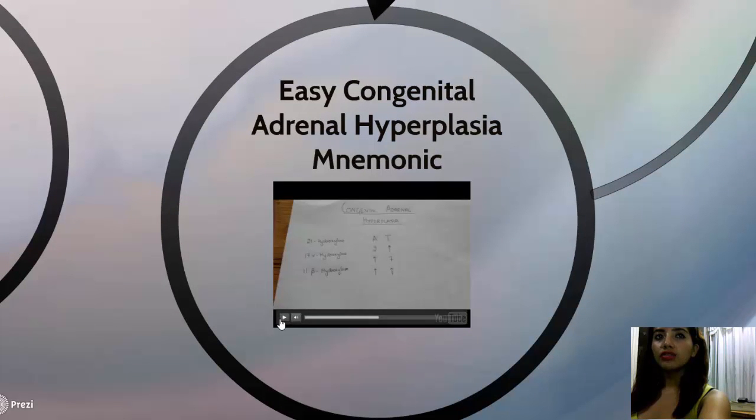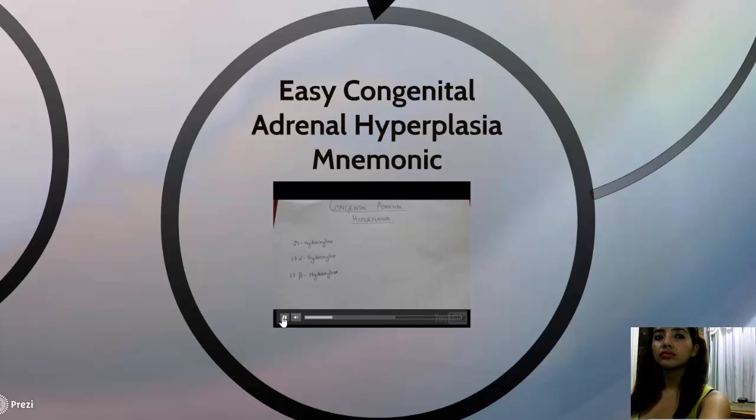Another video about an easy congenital adrenal hyperplasia mnemonic. So that will actually help you answer. I just wanted to let you know a very good mnemonic for congenital adrenal hyperplasia. So basically we know that there are 3 main enzymes that USMLE might ask you: 21 hydroxylase, 17 alpha hydroxylase, or 11 beta hydroxylase deficiencies, right?